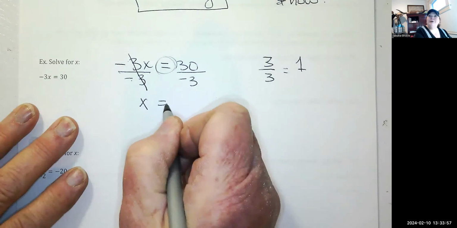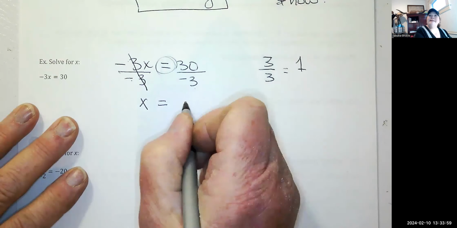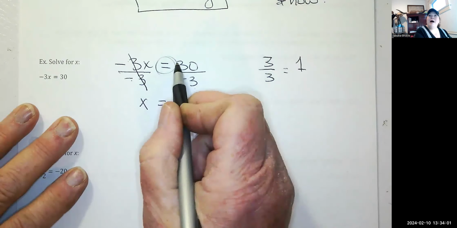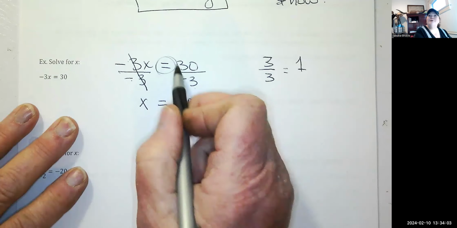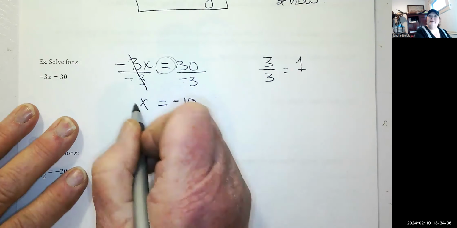x is equal to 30 divided by 3 is 10. And then we have a positive divided by a negative. So the signs are different, so therefore it has to be a negative.